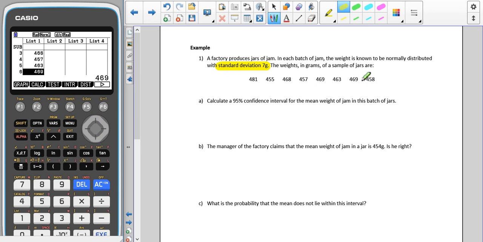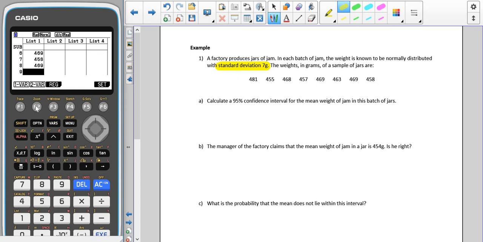And there I have 1, 2, 3, 4, 5, 6, 7, 8. And I have 7 values there. I've missed one out. 1 second, sorry. 468, 457. I've missed 469. Now it doesn't matter which order you type the numbers in, so I can just type in the one that I missed at the end.